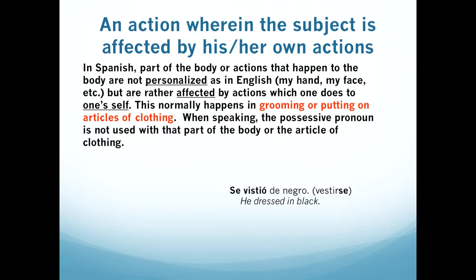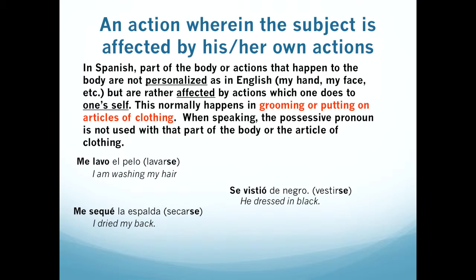Se vistió de negro, from the verb vestir, se, reflexive. He dressed in black. Literally, he dressed himself. He got dressed in black. Me lavo el pelo. Lavar, we made it reflexive. I am washing my hair, washing my own hair. Well, we don't say mi pelo. Me sequé la espalda. I dried my back. We don't say mi espalda because it's right there. Me sequé, the reflexive shows that.